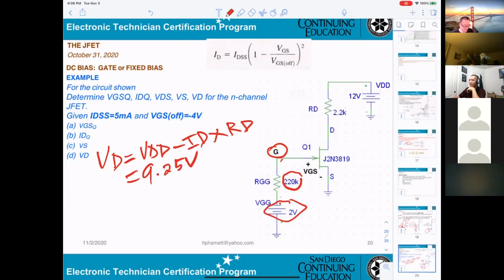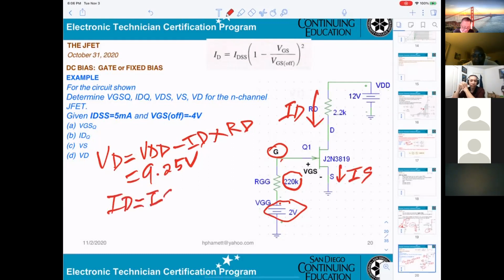Now, one thing, make sure you remember. This is the current ID, right? Right. This is the current IS. That means the source current and the drain current. All the time for JFET, ID equals IS. Make sure you understand that all the time.